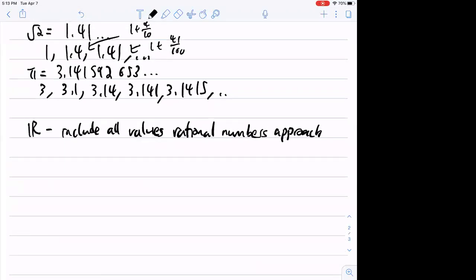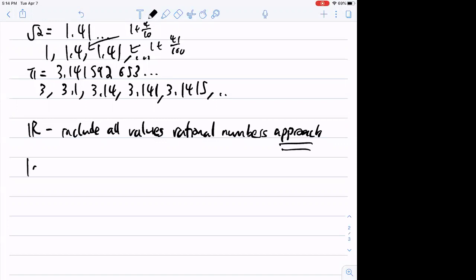So note the word approach. We need a notion of what does approach mean? And in this case, we need a notion of distance, right? Because we need some way to measure what we mean by we go to some number. So let's define the absolute value.